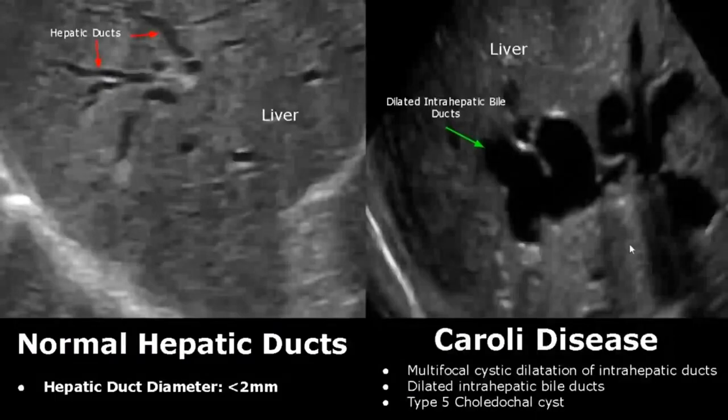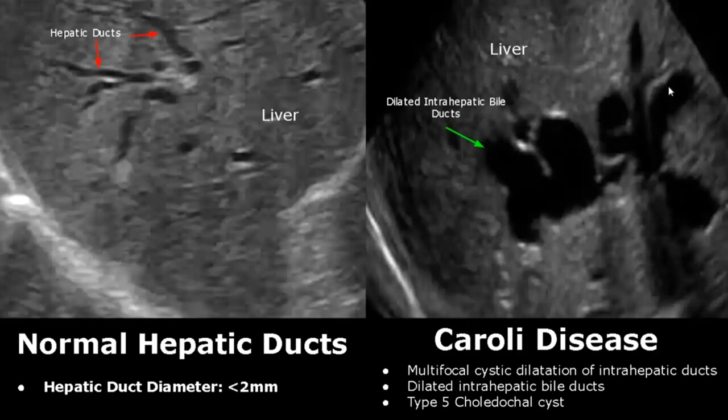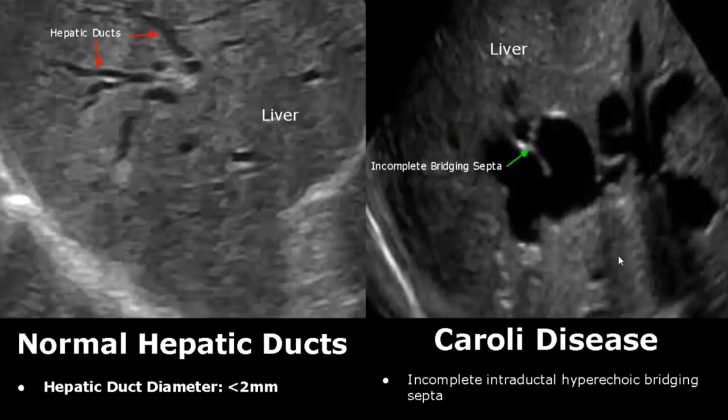Caroli disease is also congenital. There is multifocal cystic dilatation of the intrahepatic ducts. That means these bile ducts are dilated at multiple locations. It is a type 5 choledochal cyst. Another feature of Caroli disease is the incomplete intraductal hyperechoic bridging septa.